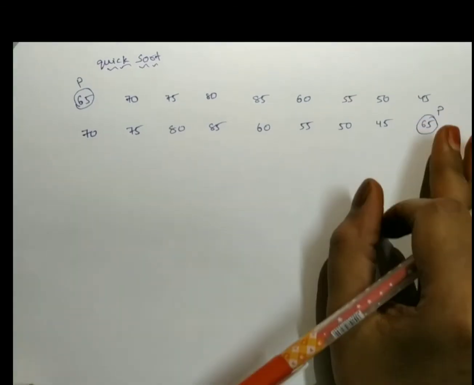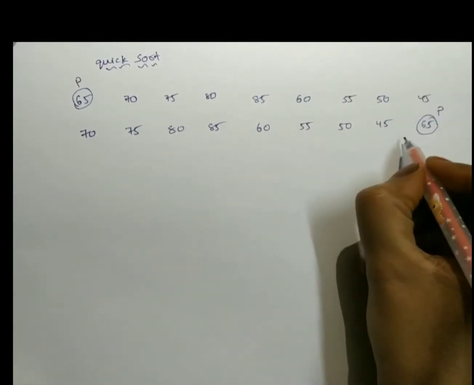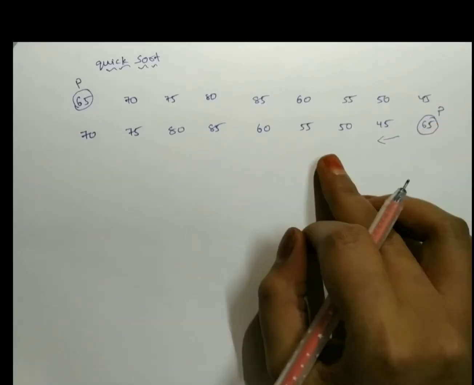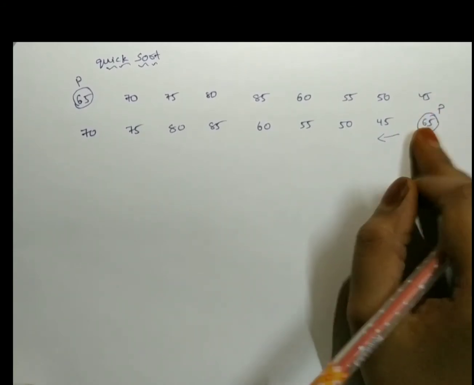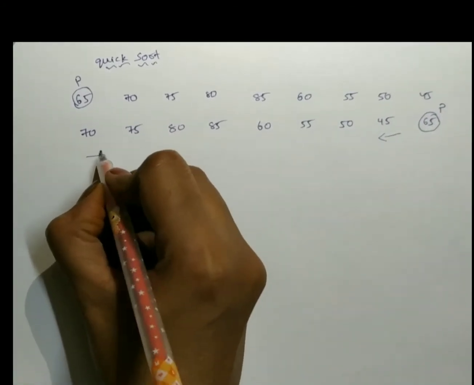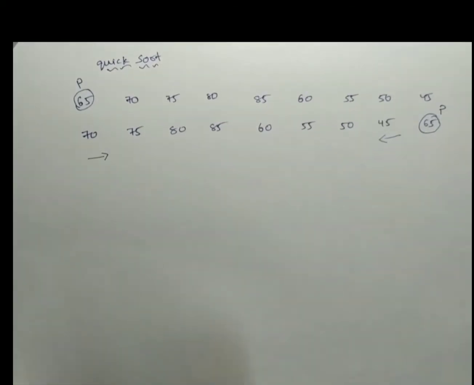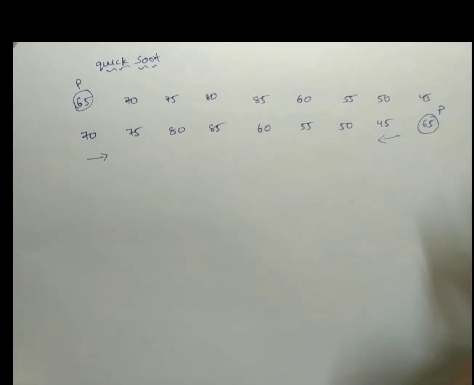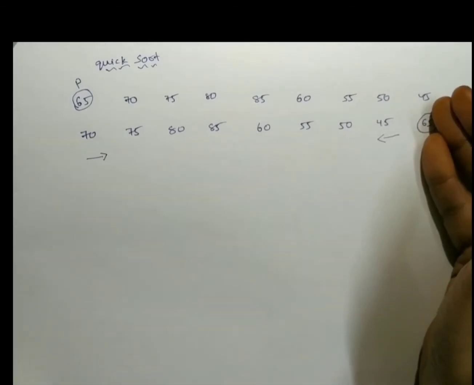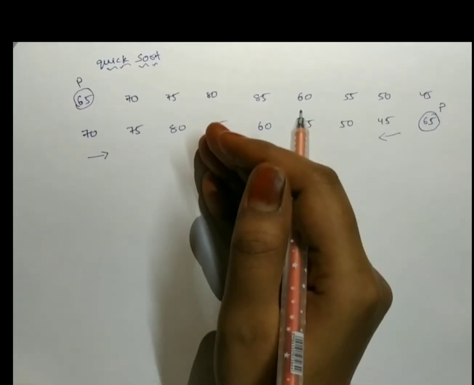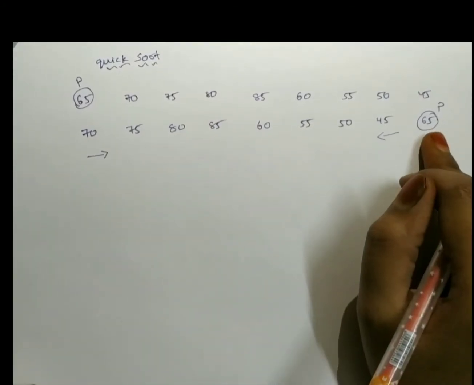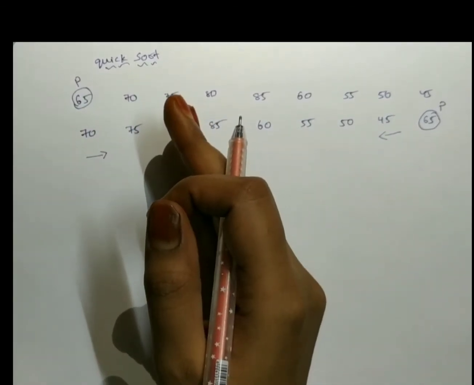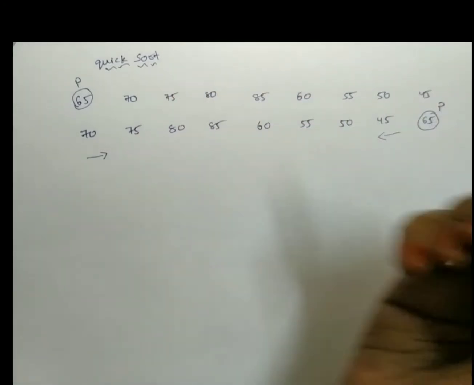Now we need to check for the smallest element. When you are considering the elements in this direction, you need to check for an element smaller than the pivot element, and when you consider the elements from this side, you need to consider an element greater than the pivot element. When I am moving from right to left, I need to consider the element smaller than the pivot element, and when I am moving from left to right, I need to consider the element greater than the pivot element.